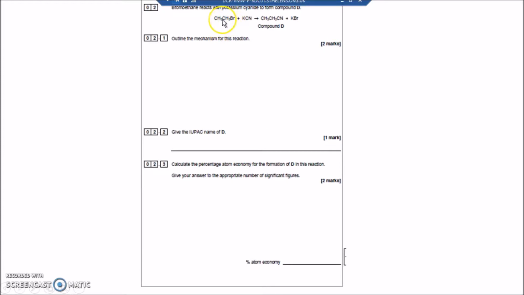Outline the mechanism. So I've got bromoethane here and I've got potassium cyanide making propane nitrile and potassium bromide. But remember, in the mechanism, potassium cyanide dissolves in the water. So we use something like methanol and water as a solvent here, and it will make CN- with a lone pair of electrons, and it's that you've got to use. The K is a spectator ion. Don't include the K in the mechanism at all.